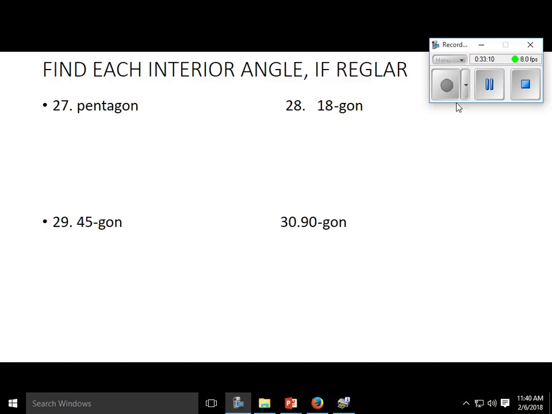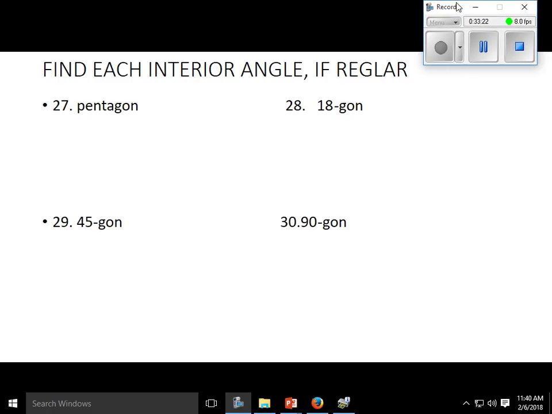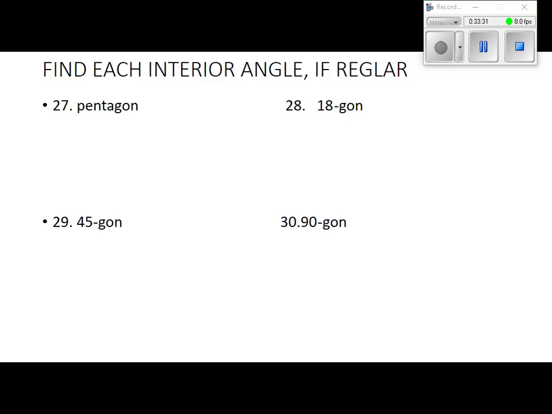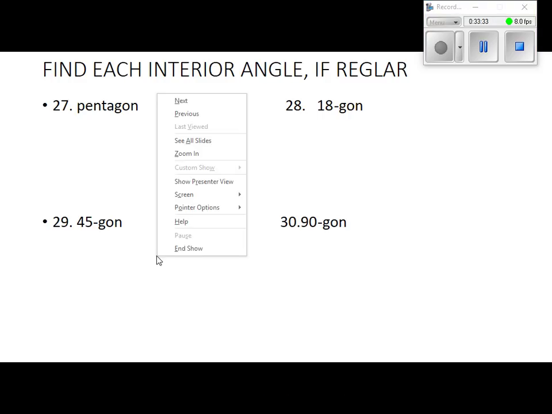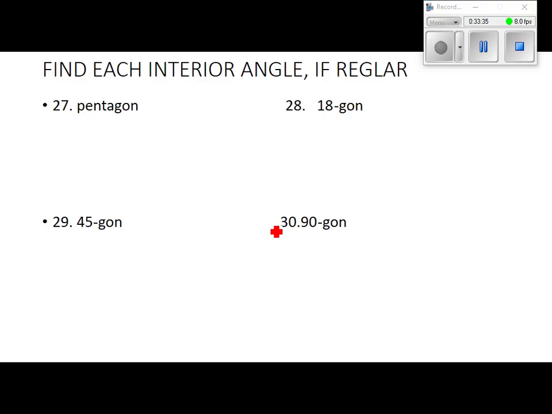All right, on the next one. Hey, record. Got it. Record the recording. 27. The answer is 108. A pentagon says find each interior angle if regular. Oh, that's my boss. Give me 1 second. Back on track.